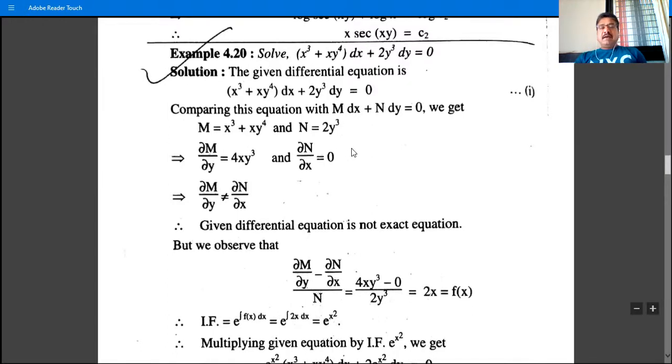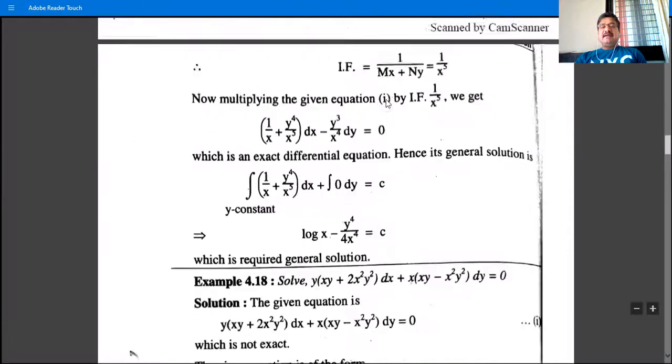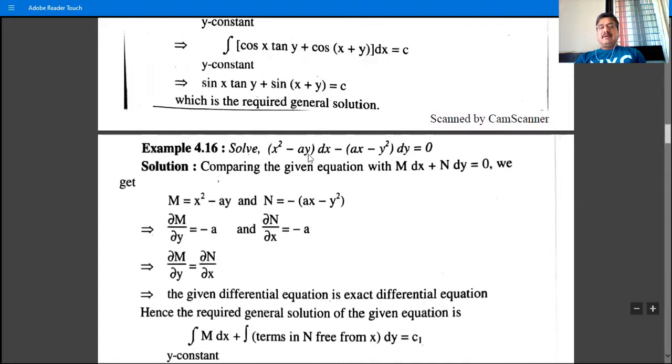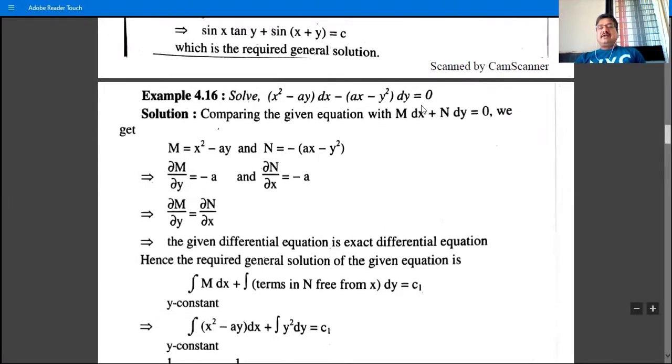And remember, suppose we have dM by dy equal to dN by dx for the given differential equation, and the question is which of the following is the integrating factor, then the answer is 1. If the given differential equation is exact, for example, x square minus ay dx minus ax minus y square dy is equal to 0, and the question is which is the integrating factor of this differential equation, then the answer is 1.